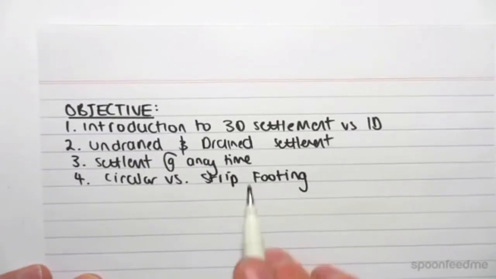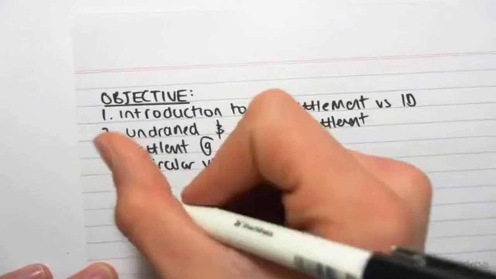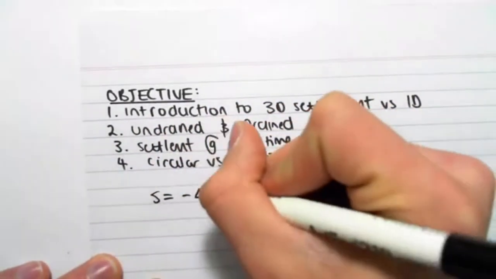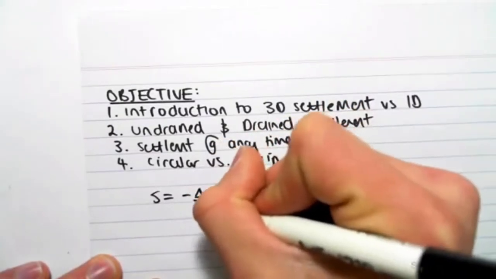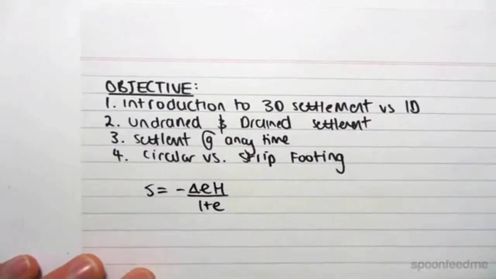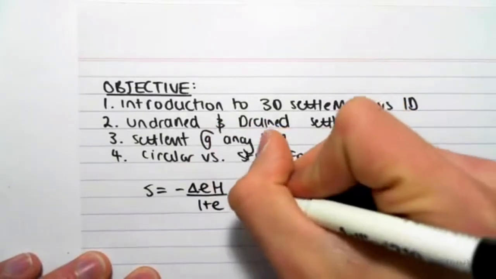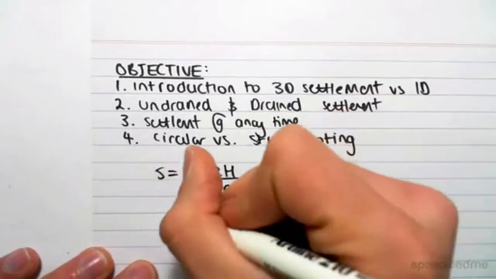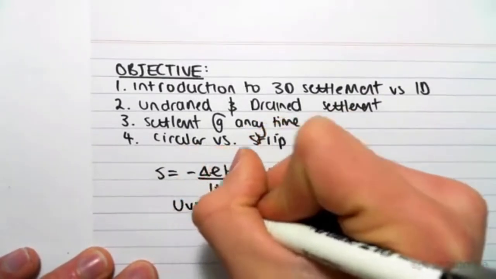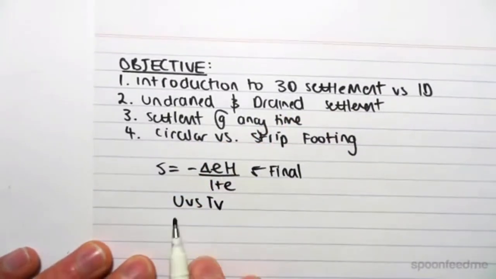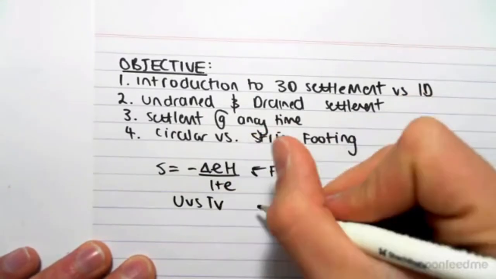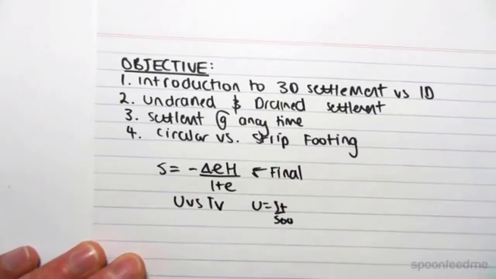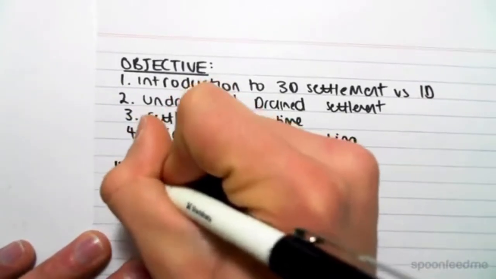So this is just a very brief introduction for what's going on. Now in the past we've been finding 1D settlement, and we've been using the formula settlement equals minus the change in the void ratio times the layer thickness on 1 plus the initial void ratio. So that's the final settlement. And then we could find the settlement at any time using the graph, the U versus TV graph, the degree of settlement versus dimensionless time, where the U equaled ST on S infinity. So we could find the settlement at any time. And this was all for 1D.